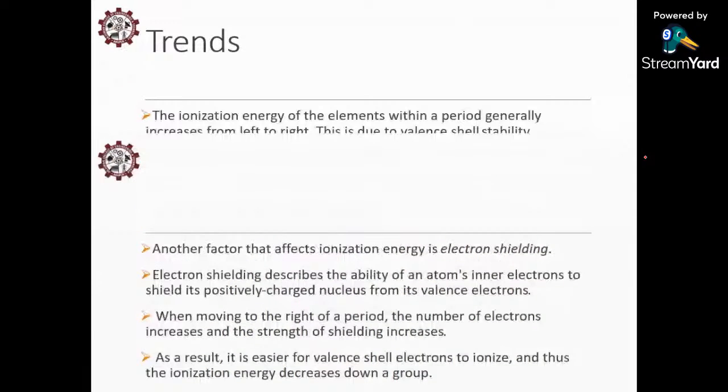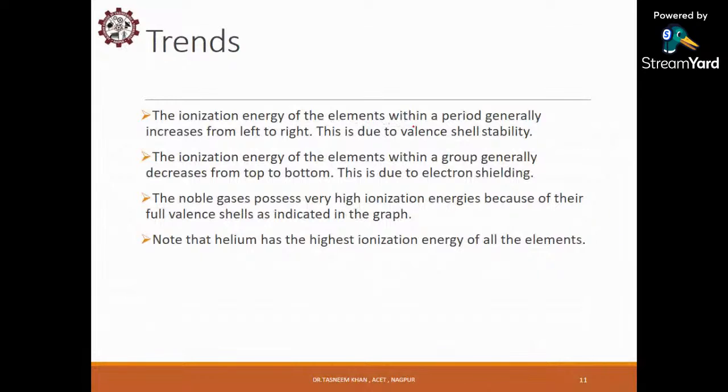Trend देख लेते हैं. The ionization energy of the elements within a period generally increases from left to right. This is due to the valence shell stability, fine. And the ionization energy of the elements within a group generally decreases from top to bottom. This is due to electron shielding. तो ये दोनों आपको याद रखना. These are two important points. The noble gases possess very high ionization energy because of their full valence shell.